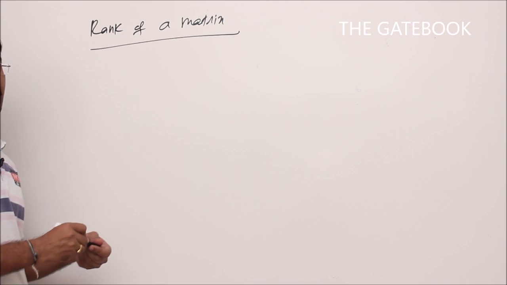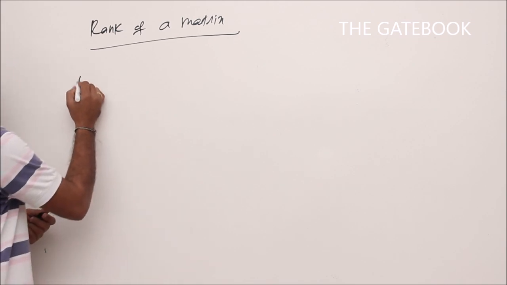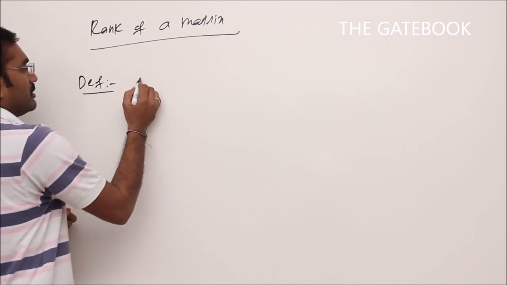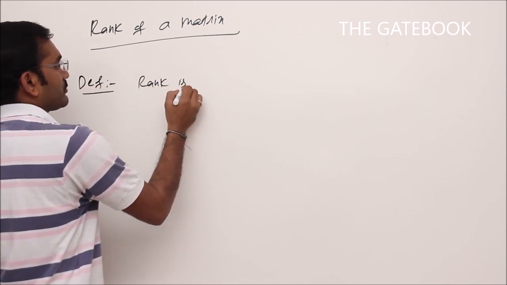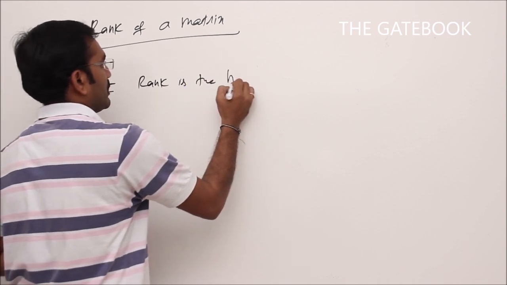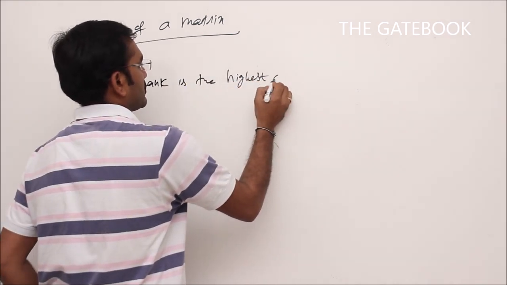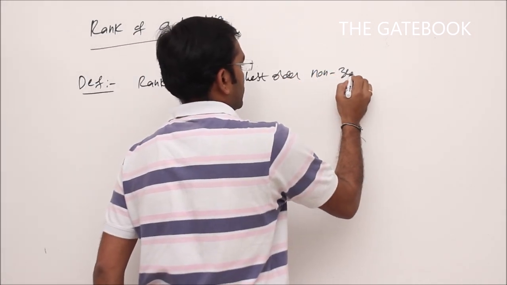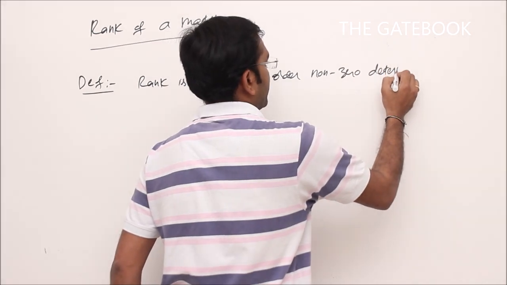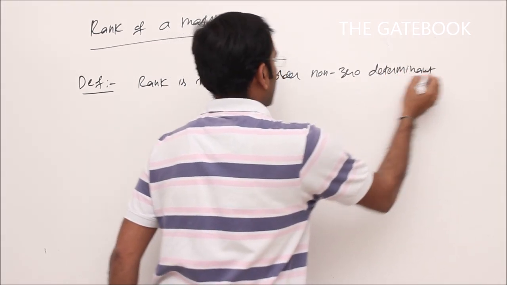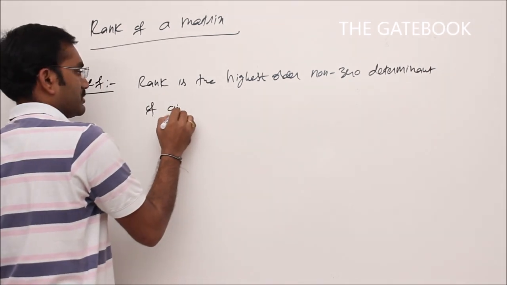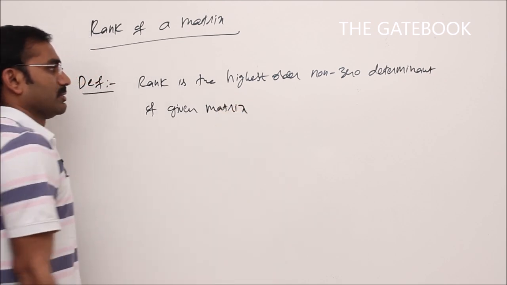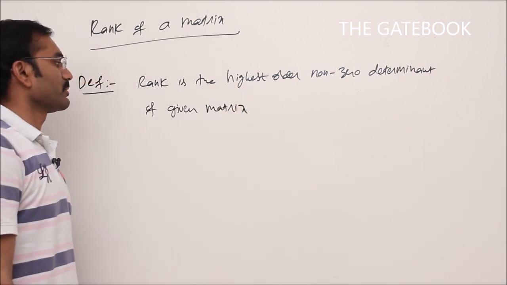Next topic, rank of a matrix. I will give the definition of rank of a matrix. Rank is the highest order non-zero determinant of a given matrix.